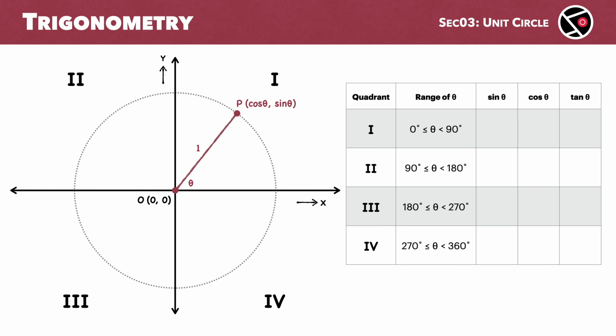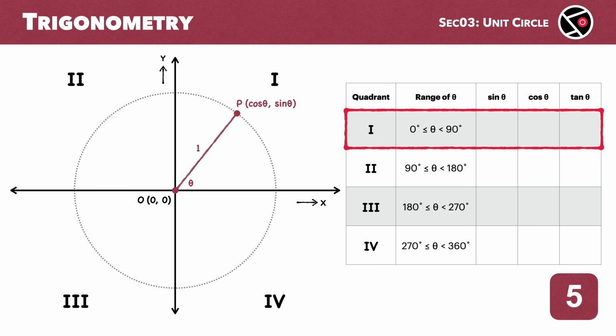Let's now move back to point P. The angle between OP and the positive side of the x-axis is theta. Now here's a question for you. Can you figure out the sign, positive or negative, of sin theta, cos theta, and tan theta for this point? Here's a hint for you. P is in the first quadrant. Take your time, pause this video and give it a thought.